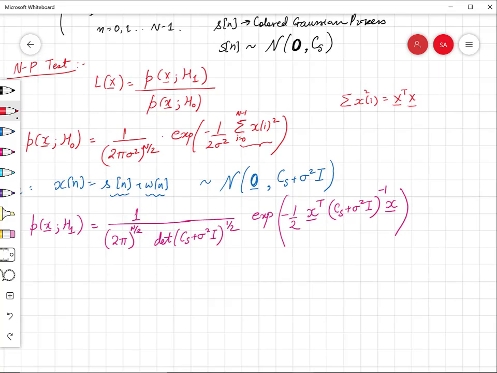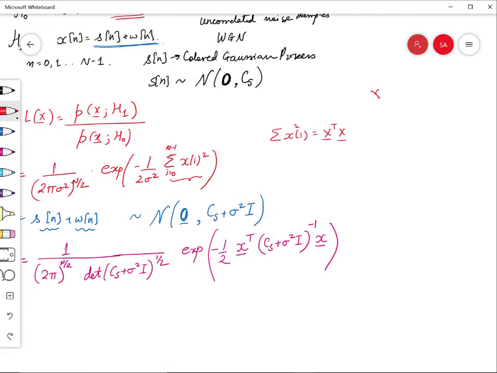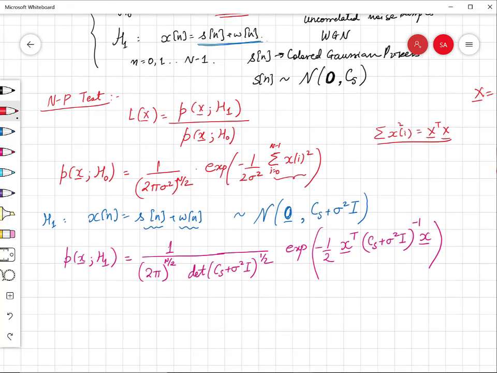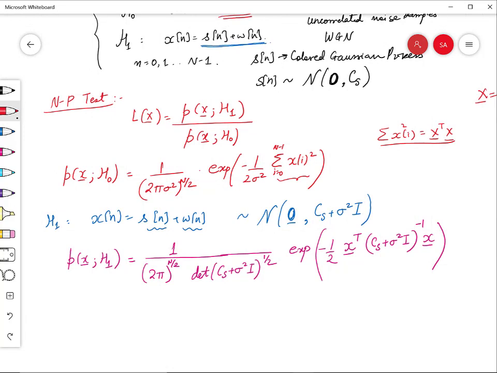Okay, let me also define what x is. X is a column vector with elements x0, x1, till x of capital N minus 1. Alright, so I can write it in this fashion here. So this part I can replace with x transpose x.